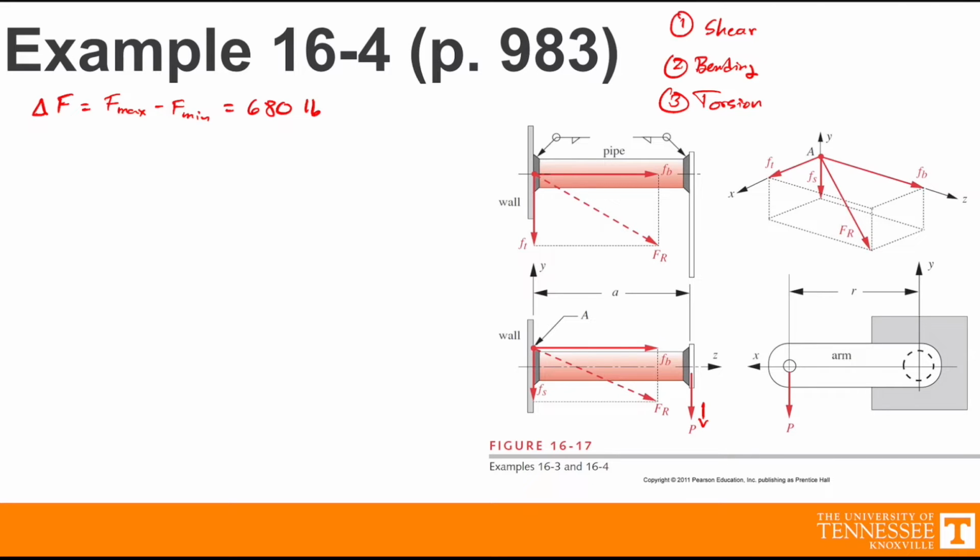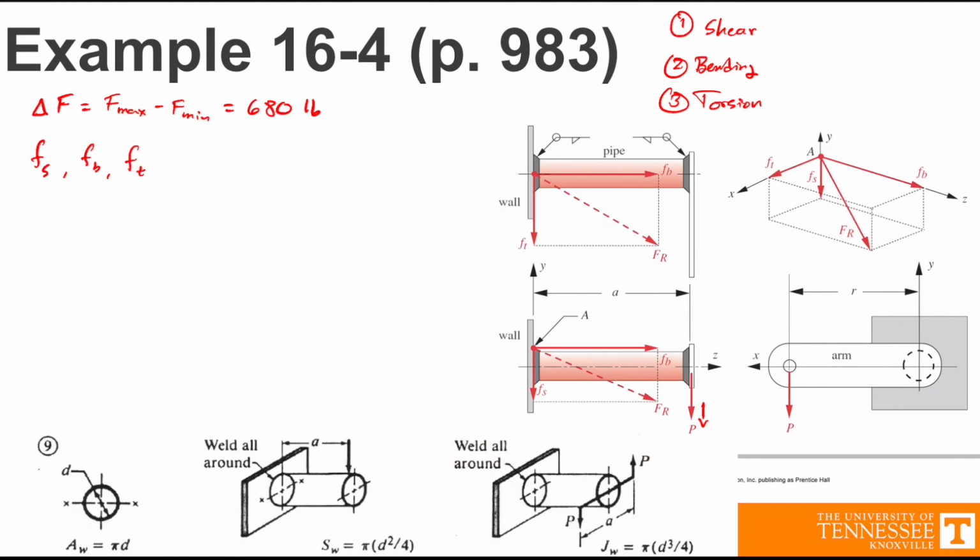So we need to find FS, we need to find FB, and we need to find FT. So if we look back at the equations from previous, for this type of joint, let's see, there we go.